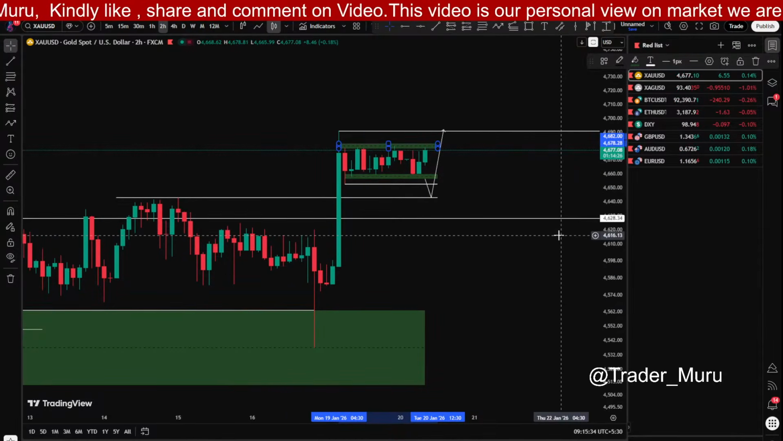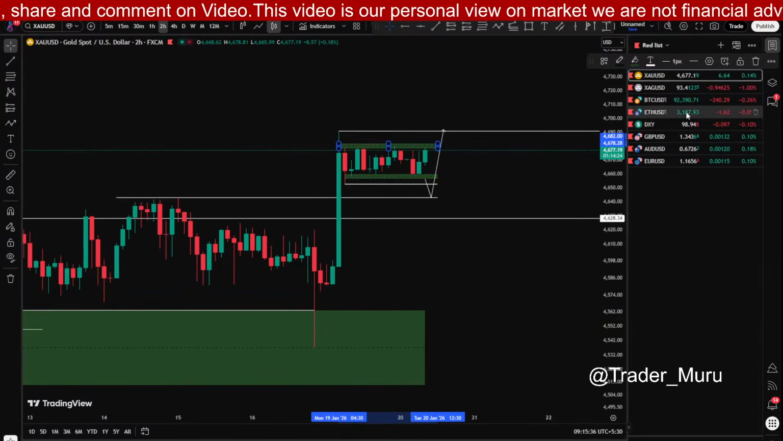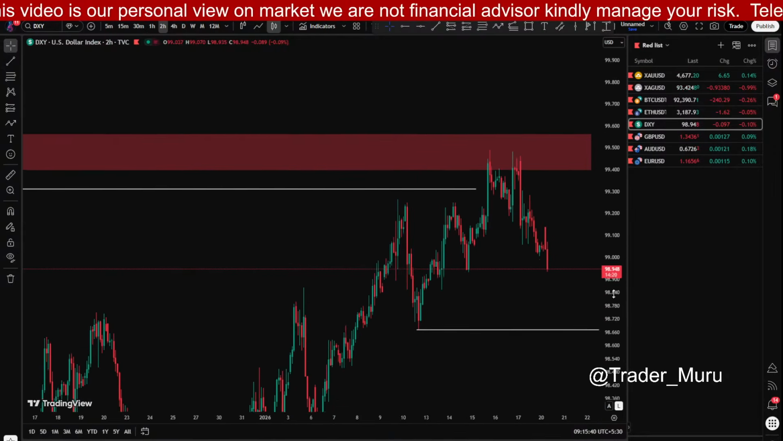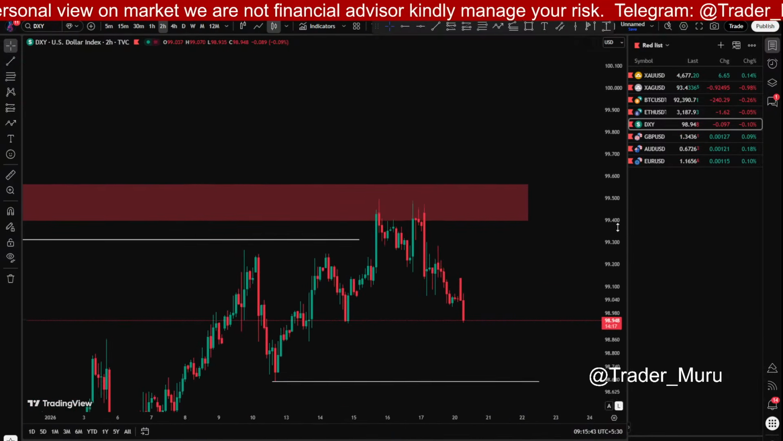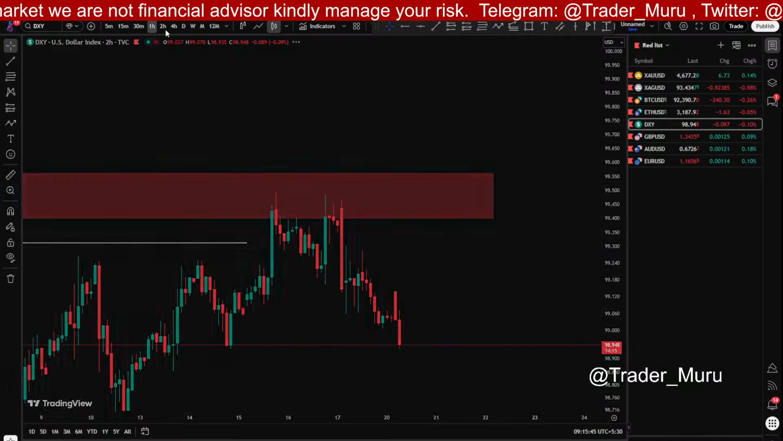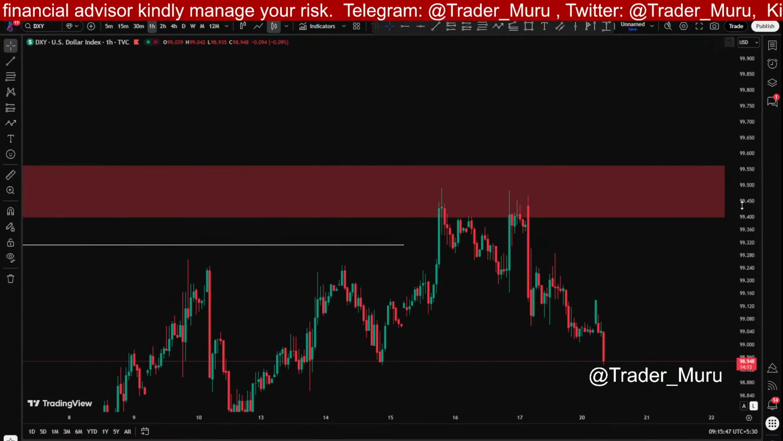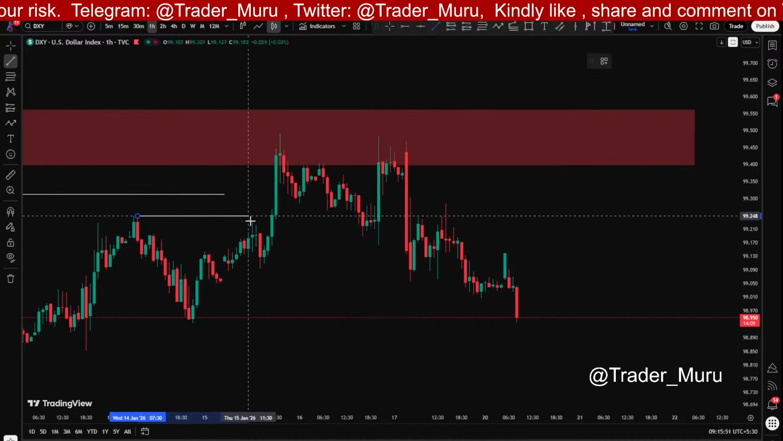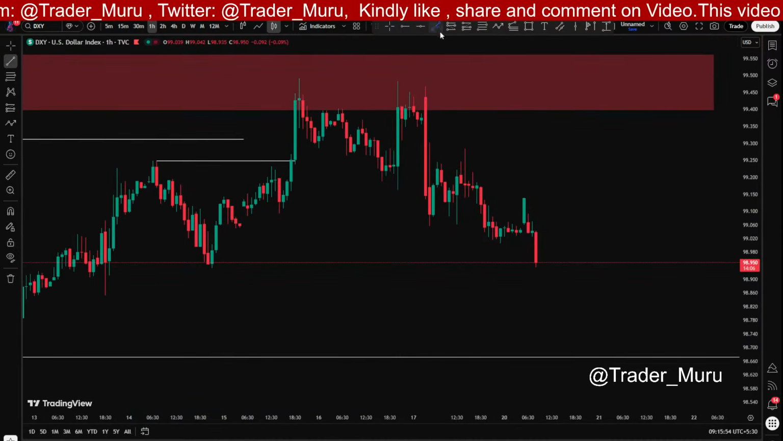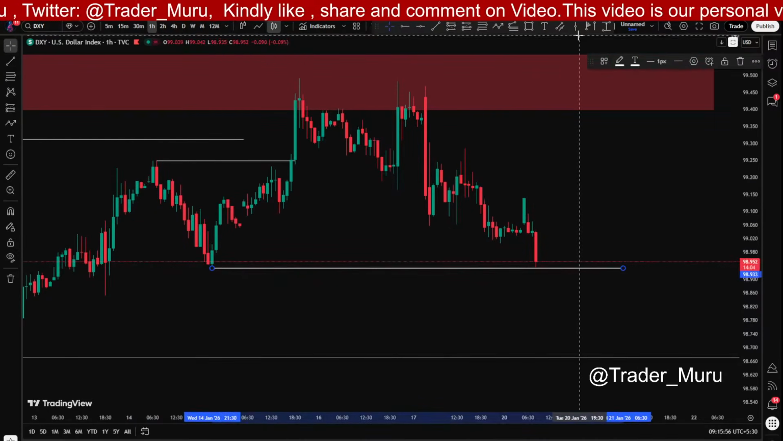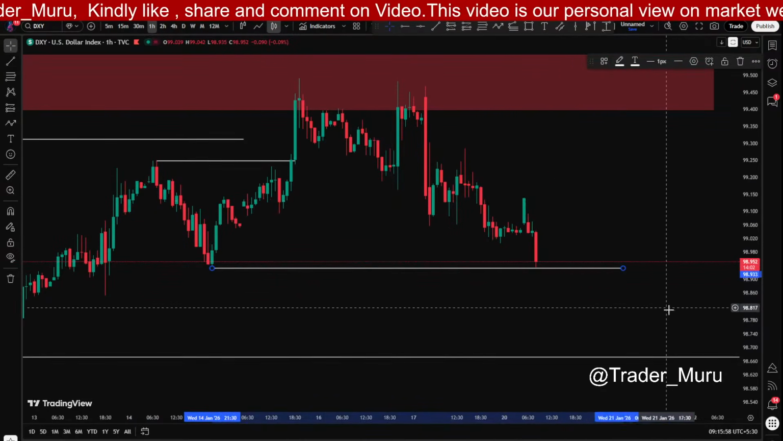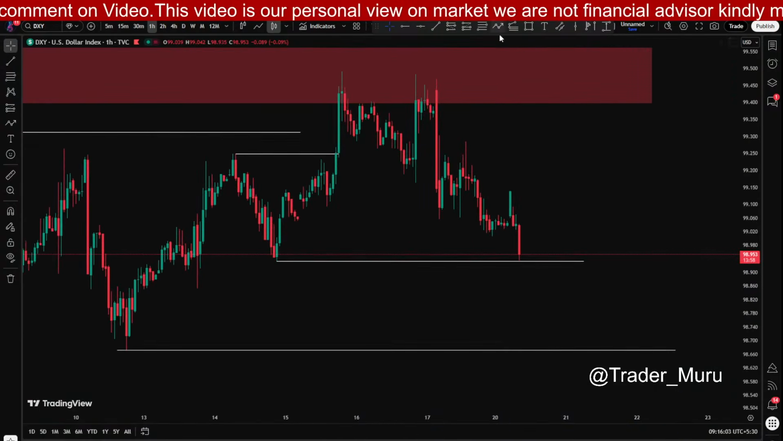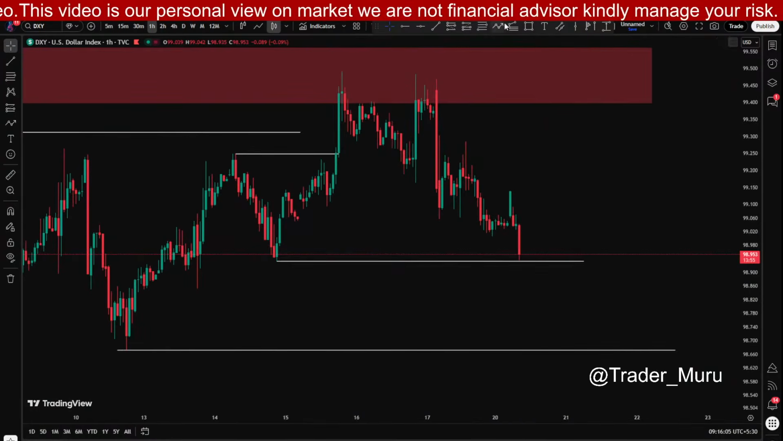What are the entries and exit you are looking for in DXY? In DXY I am waiting for this change of character. It is already in downtrend. As you can see in 1 hour time frame, price is in downtrend here. This was the last breakout structure in 1 hour time frame. So once we have this change of character in 1 hour time frame, it will be good to target these zones. Price will continue moving downside.